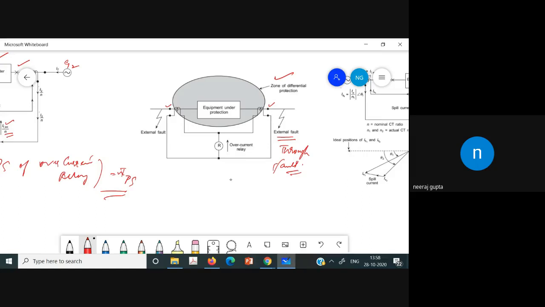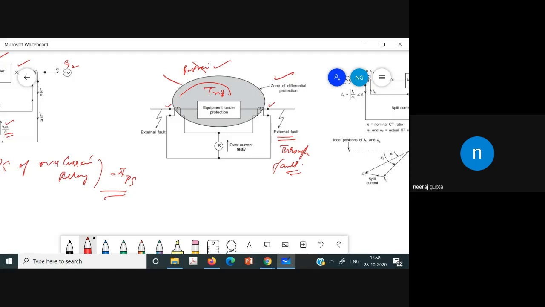So this fault is also known as the through fault. Ideally, the differential scheme is supposed to respond to only these internal faults and restrain from tripping on external faults. So this is the trip zone, and this is the restraint zone.